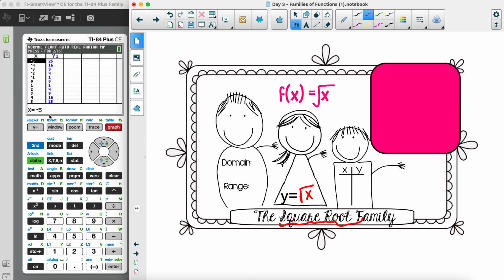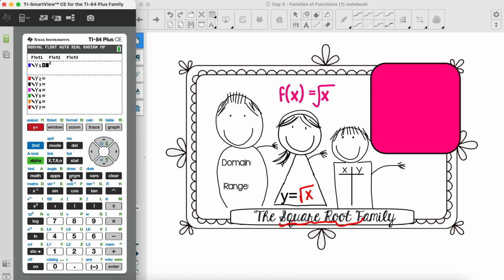Okay? So same idea. Come to my calculator, clear. And I'm going to hit second. So see what I'm doing? Second square root. And I'm going to put my x inside. And now I'm going to hit graph. So now things get a little bit interesting, right?